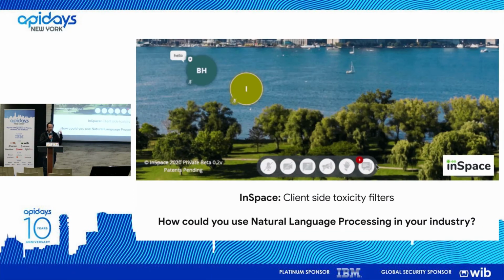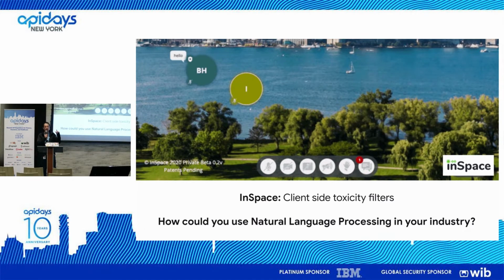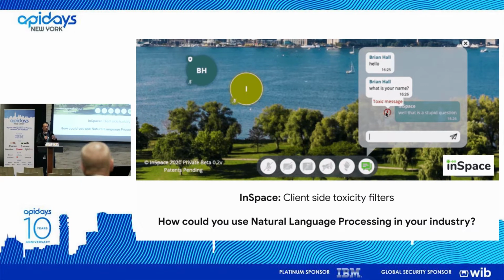The first one is by a company called InSpace. They are a kind of real-time chat application, video conferencing, that kind of thing. And they're using natural language processing to understand what the user is typing. And if it's something that's maybe a bit toxic, they can actually flag it automatically before it goes to the server for classification and being sent. So you're not wasting any of your server-side resources. It's actually captured on the client side in the browser before it's even ever sent. So my question to you is, how can you use natural language processing in your industry? Because it turns out you can actually adapt this to do other things as well.